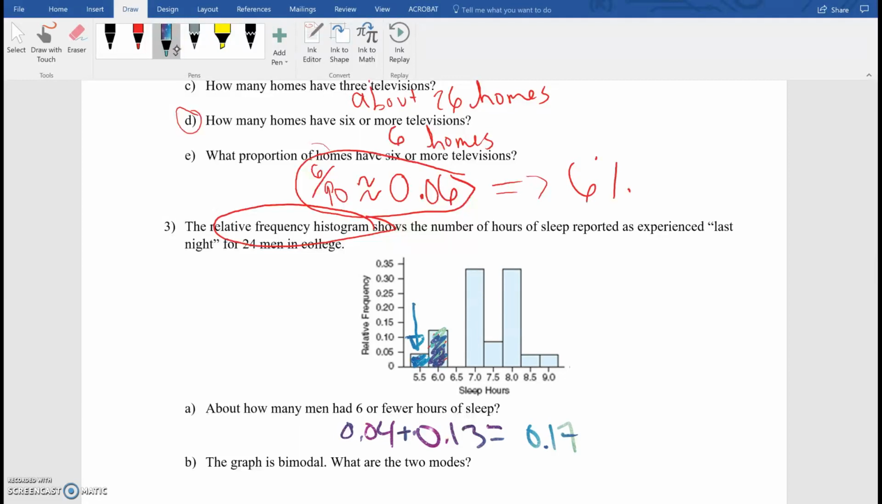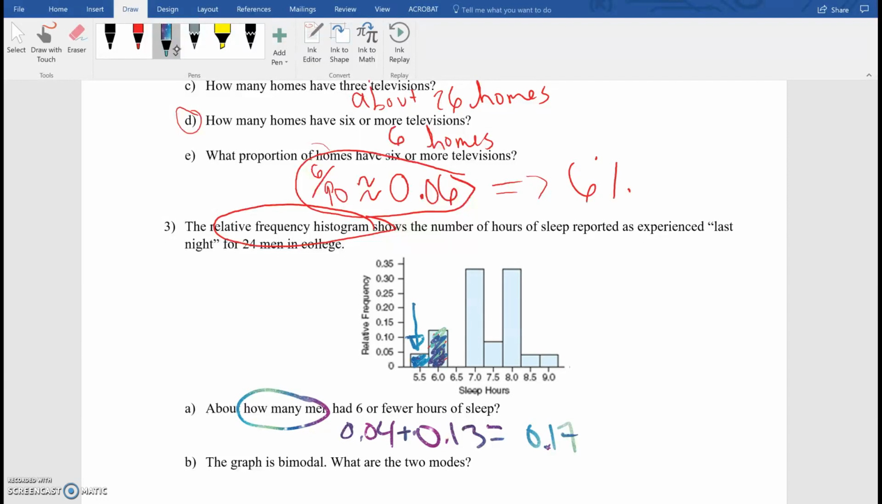Now, what am I going to do with this? Because this is not the answer, right? We want to know how many men, right? And this doesn't make sense that it's 0.17 men, right? Well, how do we go ahead and figure out? We know the proportion of men that had 6 or fewer hours of sleep, but how many men slept for 6 or fewer hours? So how do we get that?